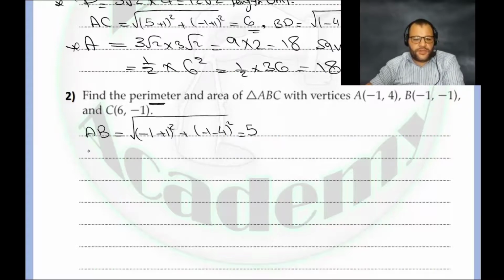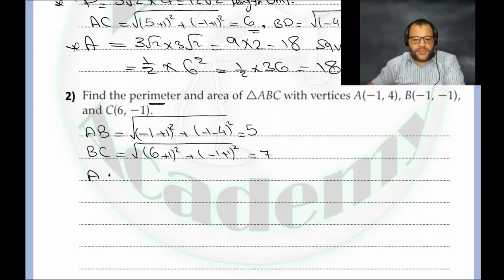Now we need to find BC. It equals the square root of (6 minus -1, which is plus 1) to the power 2, plus (-1 minus 1) to the power 2. So it will equal 7.